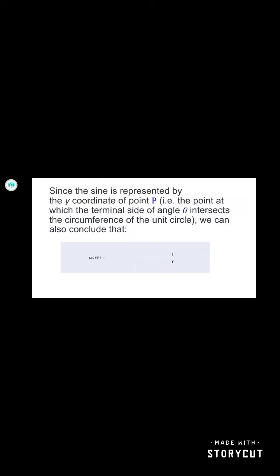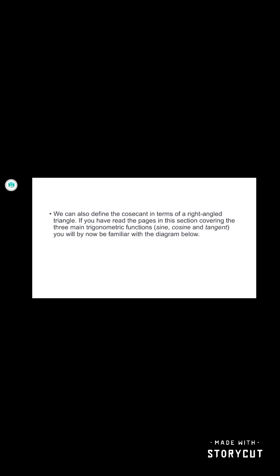Obviously, since the cosecant function is the reciprocal of the sine function, it can be expressed in terms of the sine function as cosecant theta is equal to 1 over sine theta. Since the sine is represented by the y-coordinate of point P, that is, the point at which the terminal side of angle theta intersects the circumference of the unit circle, we can also conclude that cosecant theta is equal to 1 over y. We can also define the cosecant in terms of a right-angled triangle.